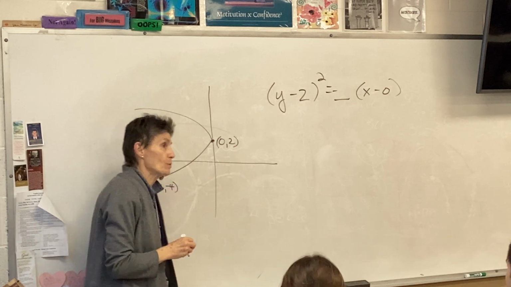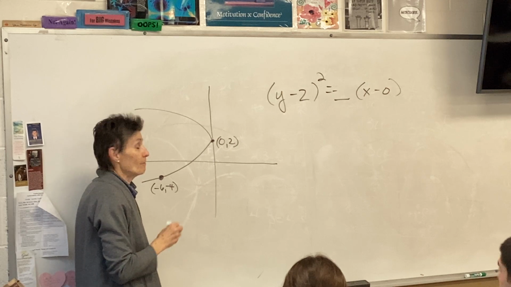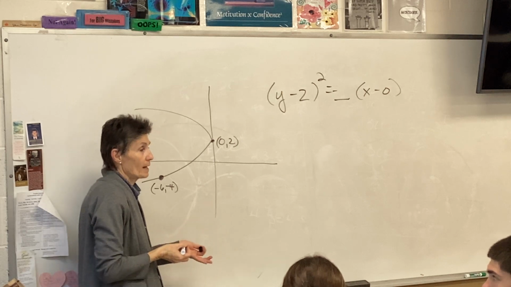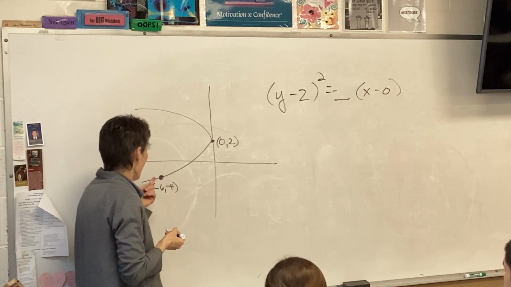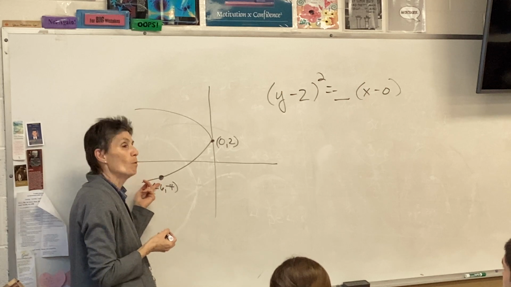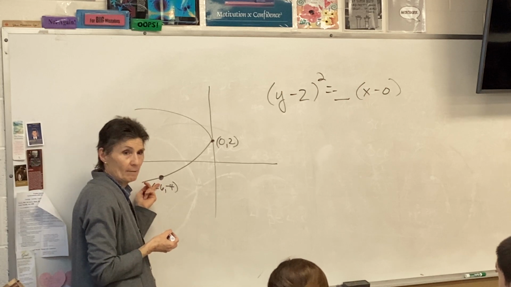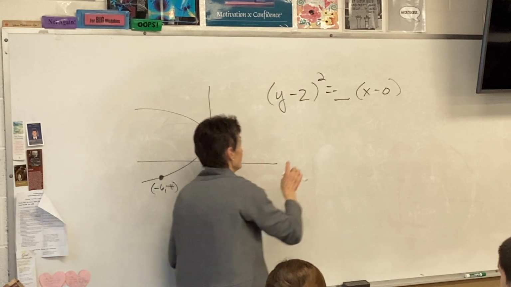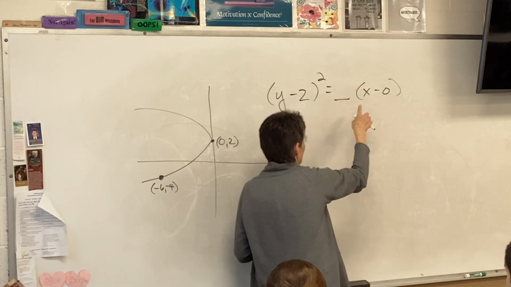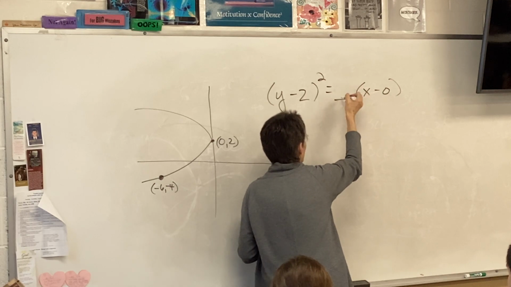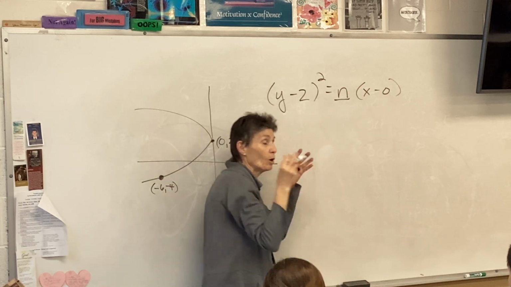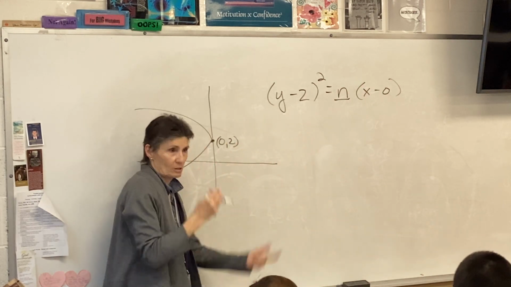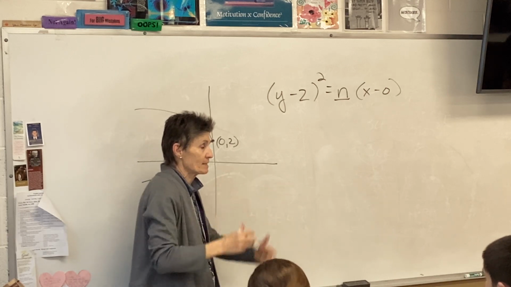Now, I don't know the focus or the directrix. I don't have any of that information. All I have is some random point on the parabola. So right now, I know this number is going to end up negative, but I have no idea what it is, so I'm going to call it n. Just because I need something to stand for.